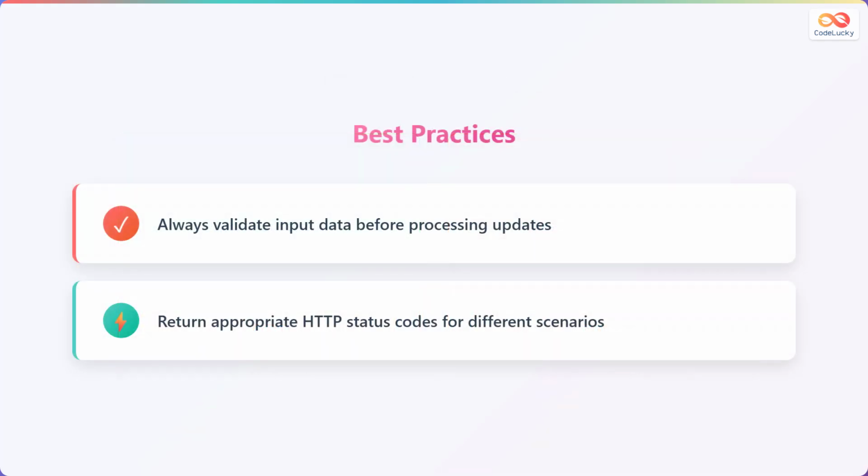Here are some best practices to follow when updating resources in a REST API. Always validate input data before processing updates to ensure data integrity. Also return appropriate HTTP status codes for different scenarios to provide clear feedback to the client.